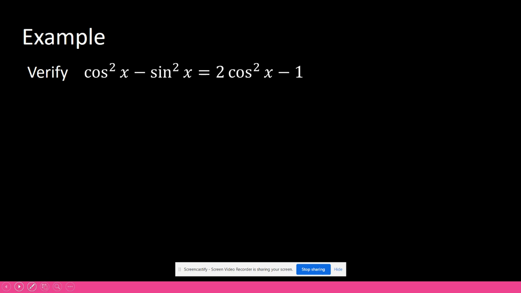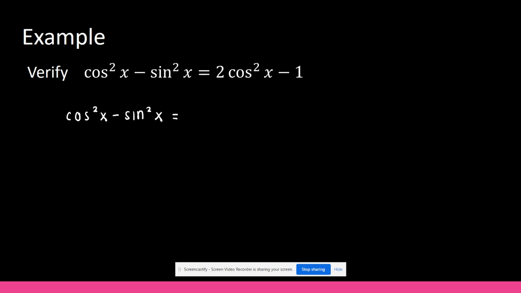So here is my example. Let's verify that the cosine squared of x minus the sine squared of x equals 2 times cosine squared of x minus 1. Both sides look somewhat complicated. So what I'm going to focus on is the fact that on the left, there's not just one trig function. There are two different ones. There's a cosine squared and there's a sine squared. So to me, that might be a little bit more of the intricate or more complicated one. So I'm going to start with the left side and I'm going to manipulate it and turn it into the right side.